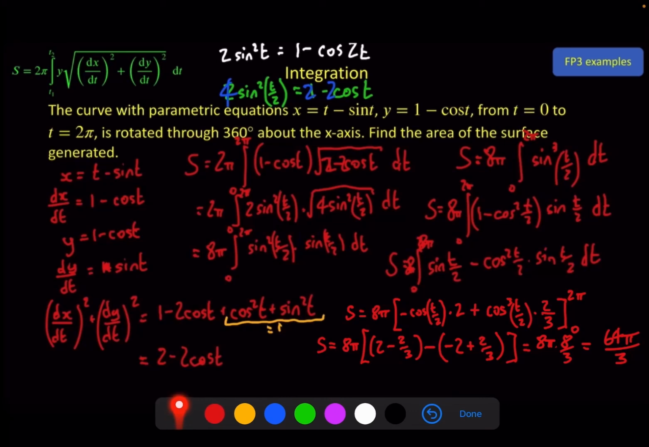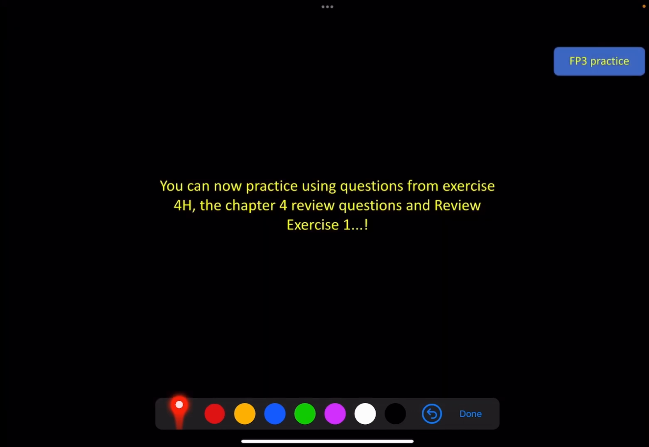So that's the end of this third example, noting that the application of these formulas is what you need to focus on here, practice, practice, practice, and little tricks like this one that we talked about here. And that should be enough now at the end of this chapter to practice from exercise 4H for these formulas, the chapter 4 review questions for all of the integration work, and we also now hit the review exercise 1 in the textbook, which covers everything from the first 4 chapters. And maybe I'll see you in the next chapter for vectors.